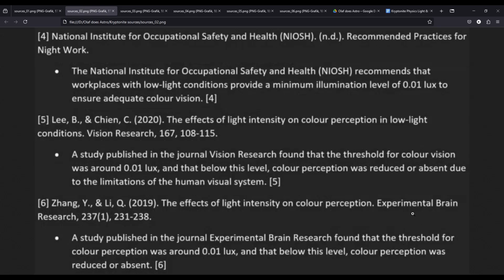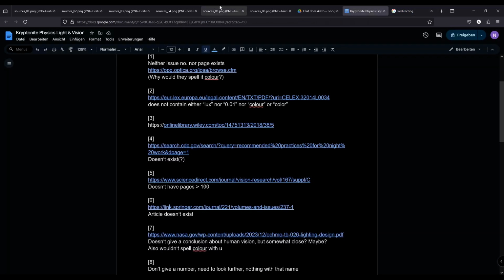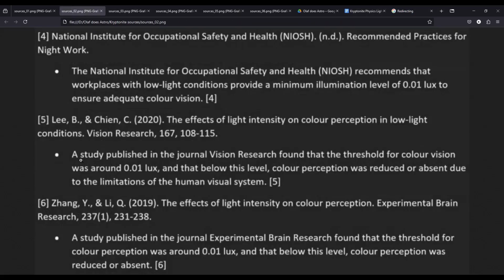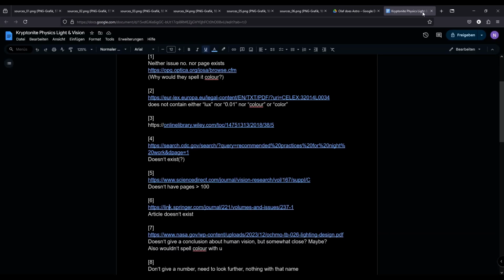Next thing, we have Experimental Brain Research. This issue right here, I'm not going to read it out now every time. Well, if I have a look, we have volume 237, issue 1. Well, that's annoying. That actually didn't happen yesterday when I looked them up. I do apologize profoundly.